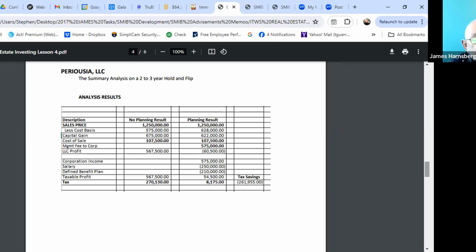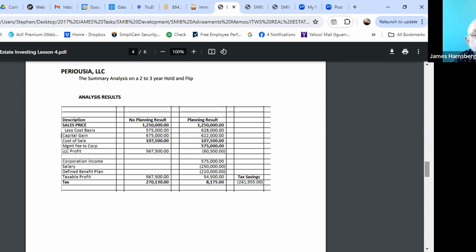Because we live in the Socialist Republic of California, federal and state combined taxes would be $270,130. So you take the 567 minus the 270, that's going to leave us slightly under $300,000 after the dust settles.